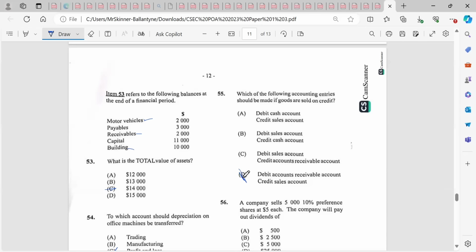You credit your sales account because sales are always credited. And since you sold it on credit, you cannot debit cash because no money passed. You have to debit the account of the person who owes you the money now, and that will be the accounts receivable account.